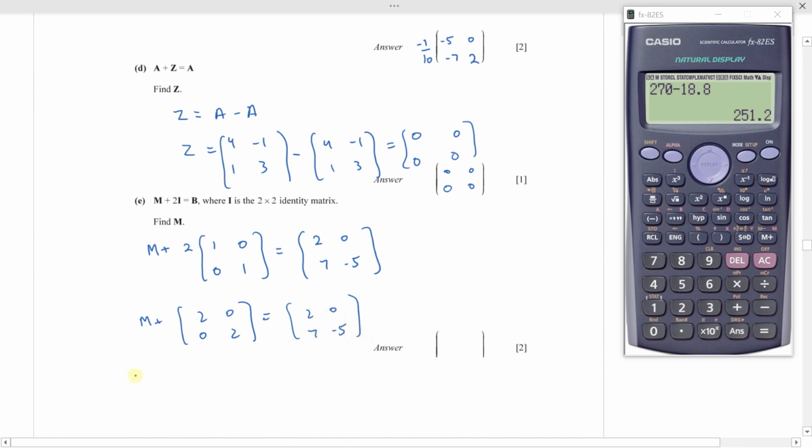And then I take it to the other side. So M equals this matrix [2, 0; 7, -5], let me write this again, minus this matrix that you took to the other side of the equation, [2, 0; 0, 2]. Once I subtract, 2 minus 2 is 0, 0 minus 0 is 0, and then 7 minus 0 is 7, minus 5 minus 2 will be minus 7. So your final answer will be [0, 0; 7, -7].